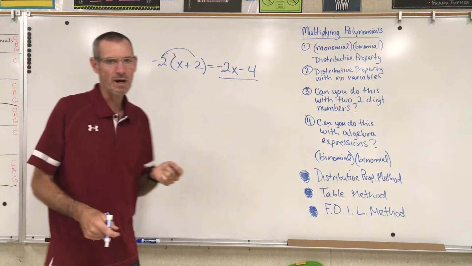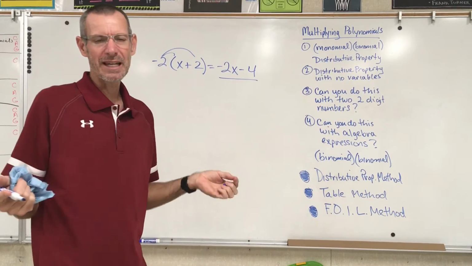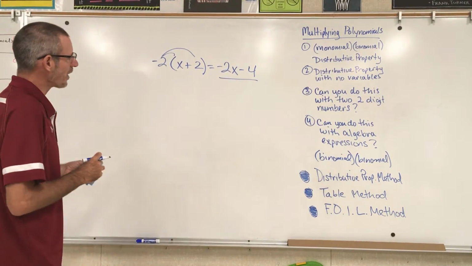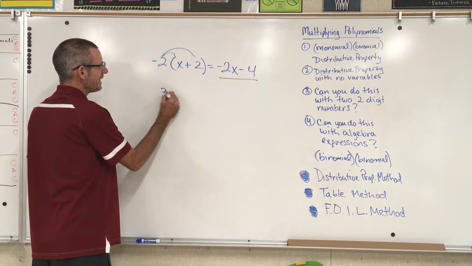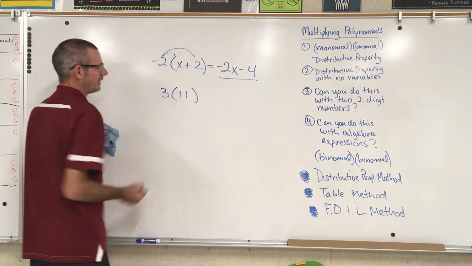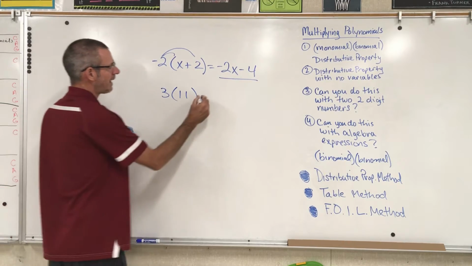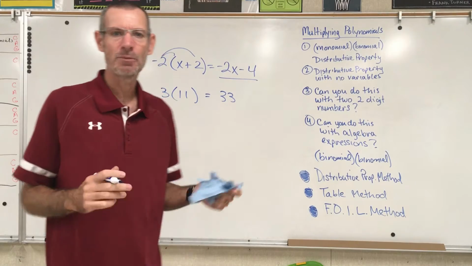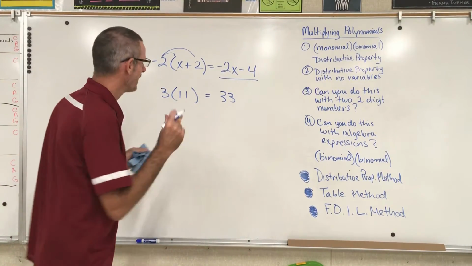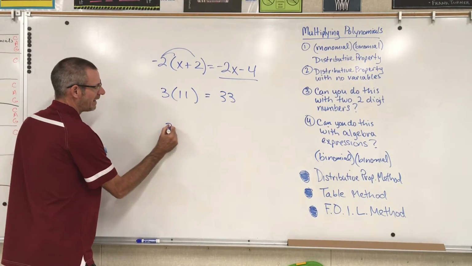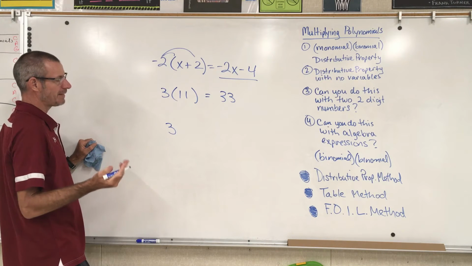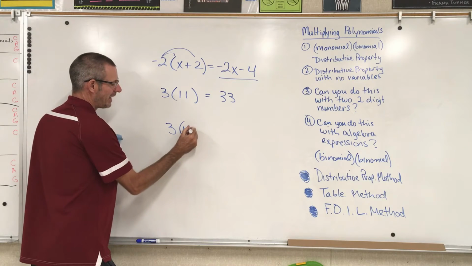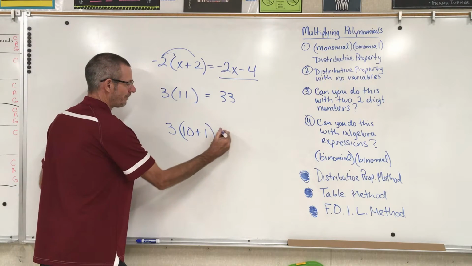All right, so the next question is, did this work in arithmetic? This is an important connection to make. So what if I want to multiply 3 times 11? Well, I already know that the answer to 3 times 11 is 33. But can I get that same answer by using the distributive property? You can. So my 3 is basically like a monomial, and my 11 is 10 plus 1.